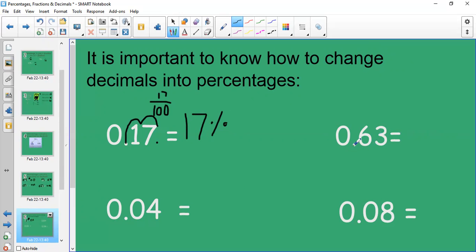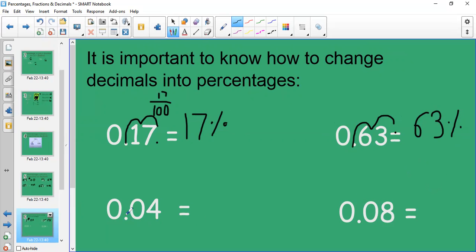0.63 as a percentage. Let's multiply 0.63 by 100 to move our decimal point forward 2 spaces. 1, 2. So our point goes here. So it's just 63%. So 0.63 is the decimal and 63% is the percentage.